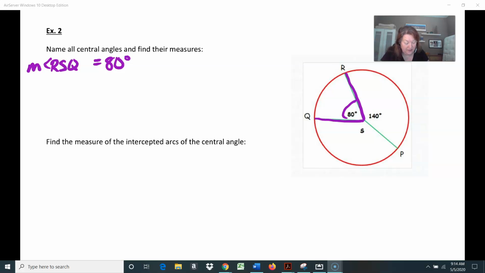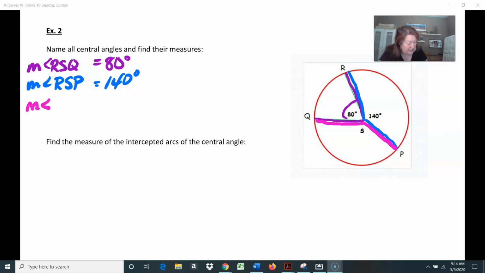Do we have another one that we can measure in here? Yeah, how about R to S to P is 140. The measure of angle R to S to P is 140. Is that all the ones we have? No, we also have this remaining one over here that hasn't been marked yet, but we can go calculate it.